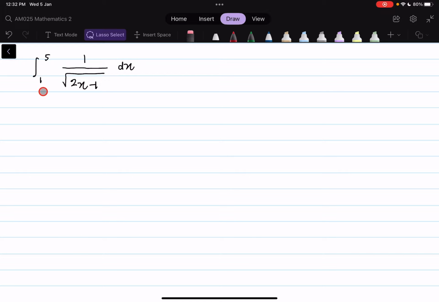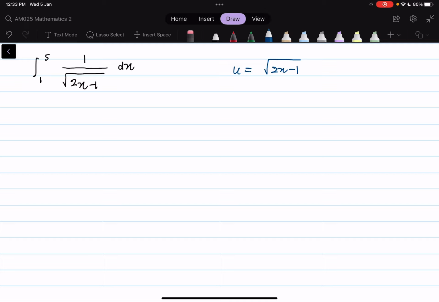Find the value of the definite integral from 1 to 5 of 1 over sqrt(2x minus 1) using the substitution method. So I'm going to use u equals sqrt(2x minus 1). You may use 2x minus 1 instead of the square root, but I think it will be easier with the square root.